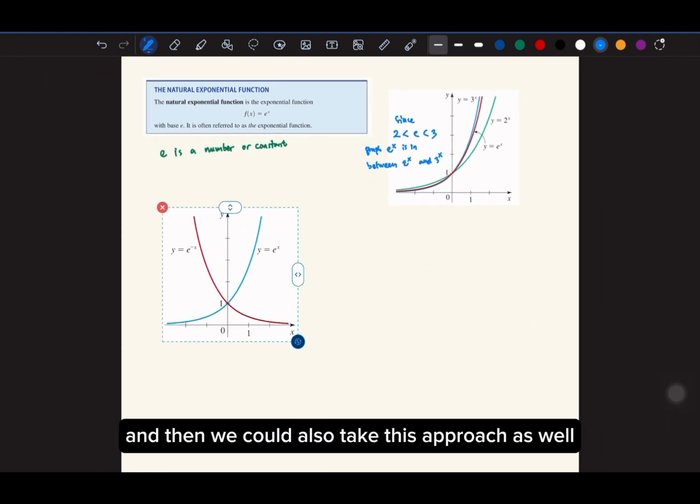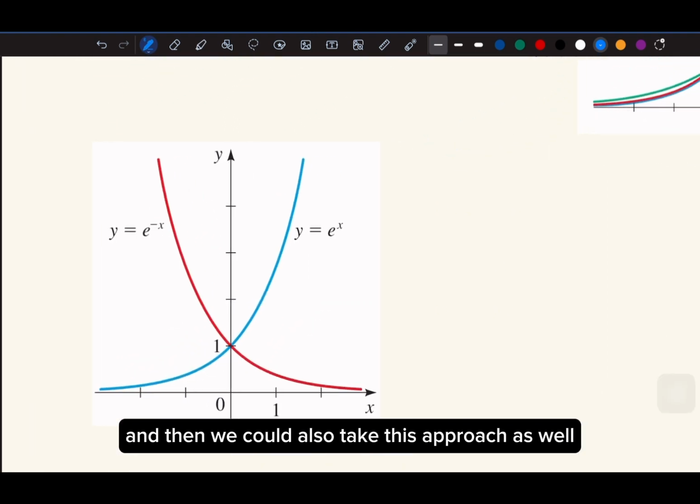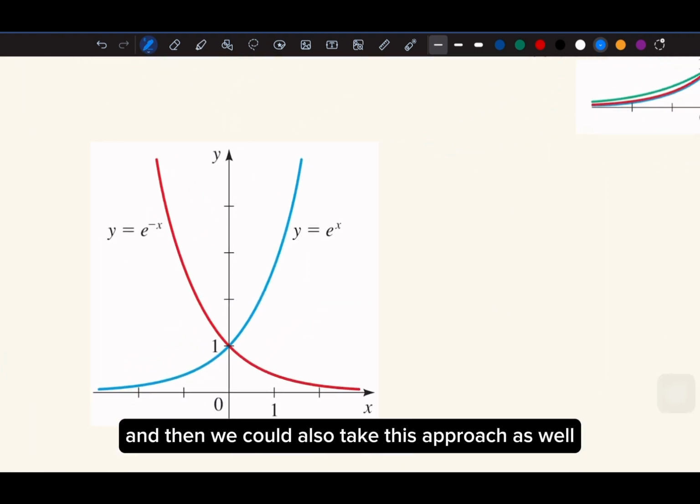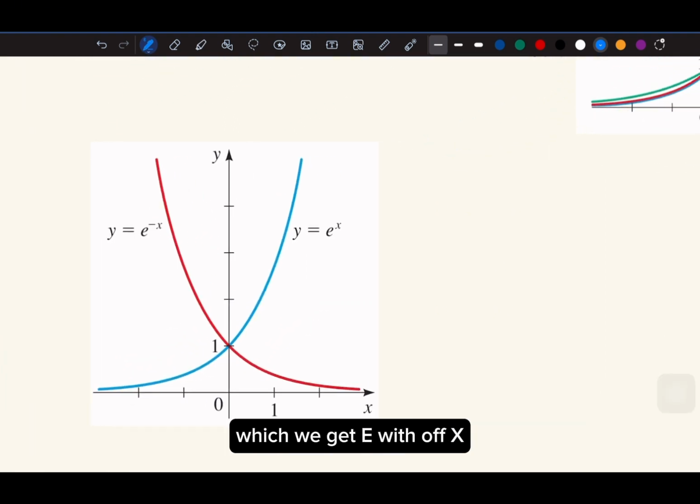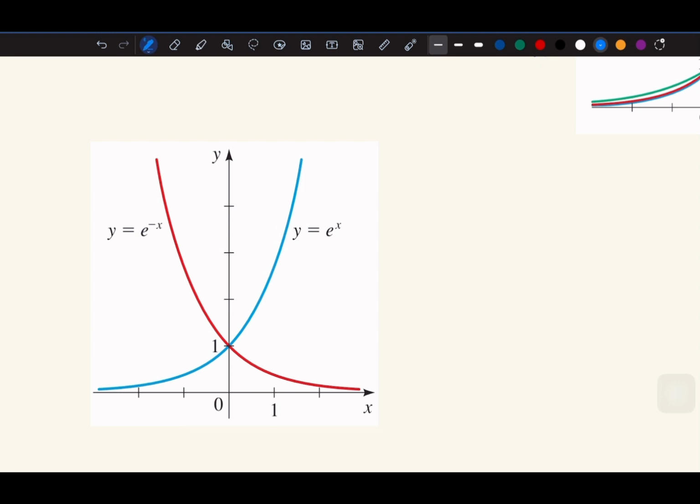And then we could also take this approach as well, where we get e with the power of x, and then e with the power of negative x, which is a reflection on the y-axis, right? Okay, the same thing.